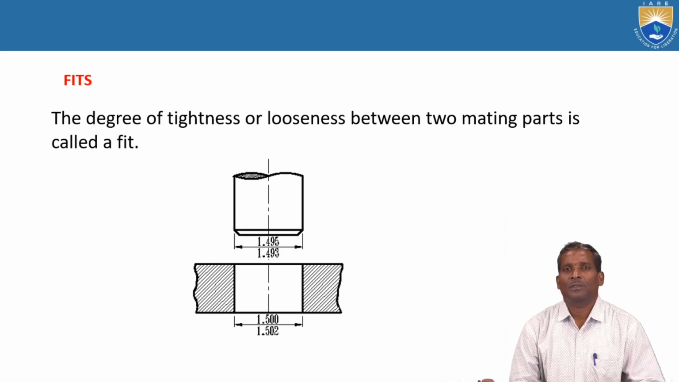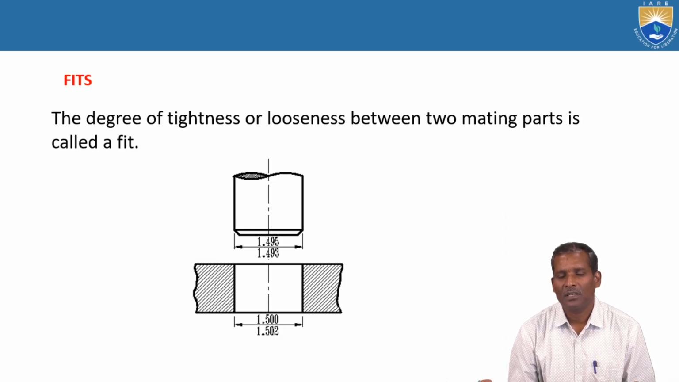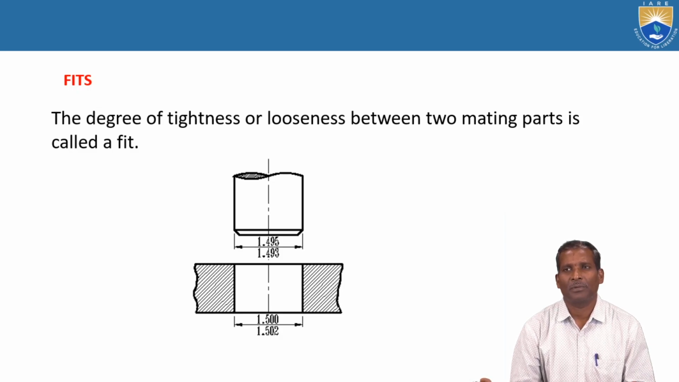Now coming to the fits. It is nothing but the degree of tightness or looseness between two meeting parts. It may sometimes be loose and sometimes tight. So it depends upon the components, the shaft and hole dimensions. So that degree is measurable. What is the clearance, what is the tightness between these two meeting components, the hole and shaft? It is nothing but fit.